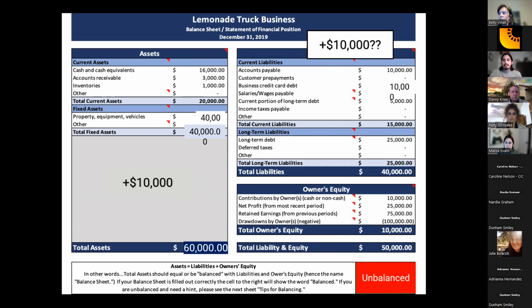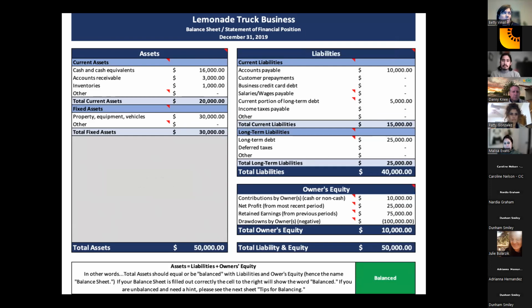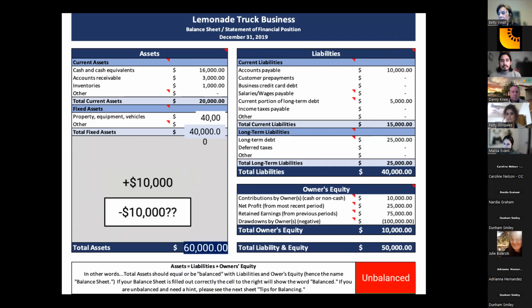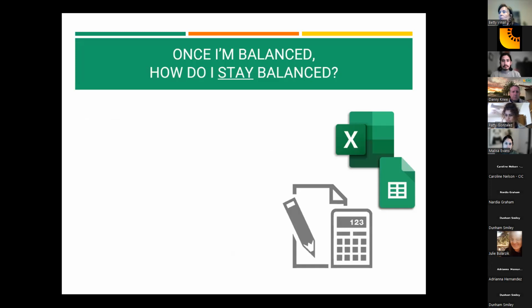These are just some more here. Let me just get past this. Okay, so at the end of the exercise, you want to make sure that you're balanced. So it's adding 10 to one side or subtracting from the other, getting yourself in and out of balance. I think this is a repeat slide. Sorry, hang on there. Okay, once I'm balanced, how do I stay balanced?